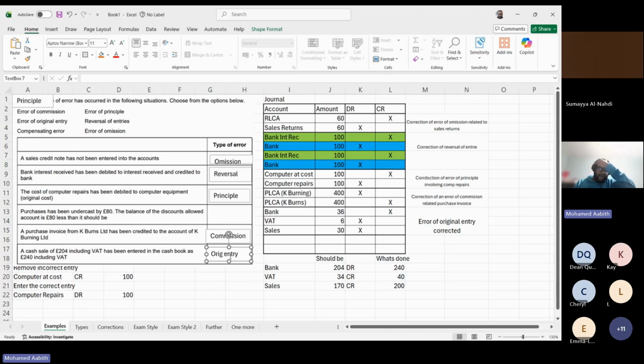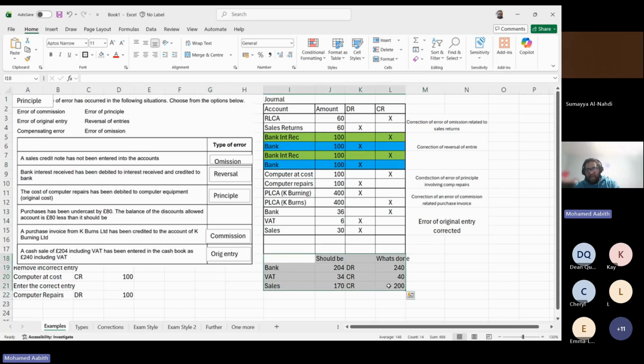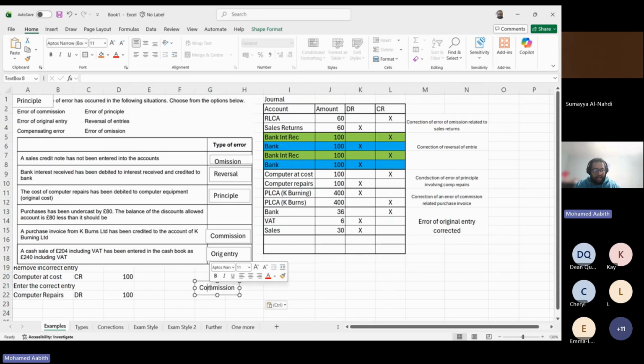Original entry. So that leaves you with this fourth option. The fourth option is one of the rarest things you're ever going to see. You're not going to see that every day. You're going to see that once in a while. This is what we call the error of compensation.